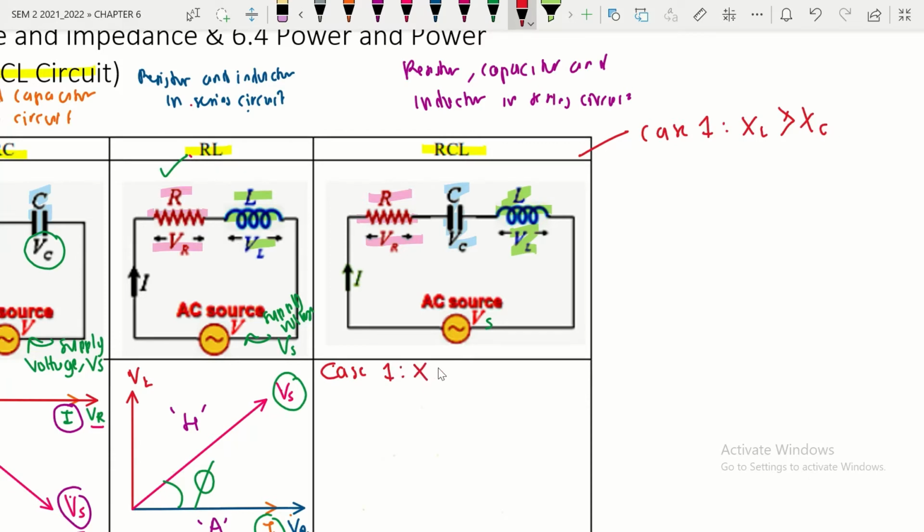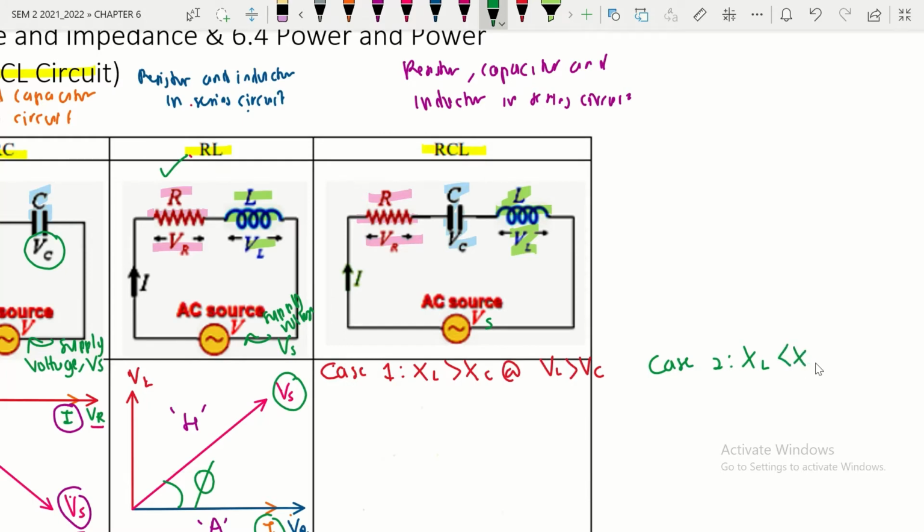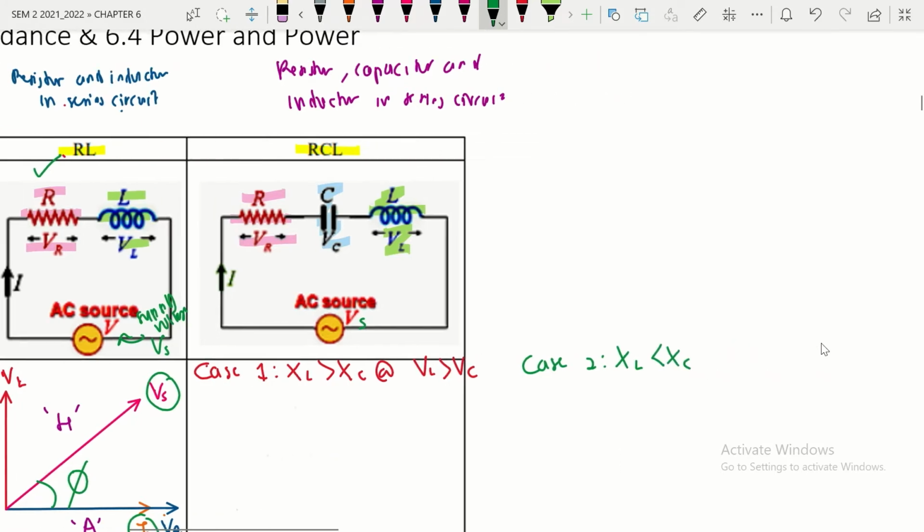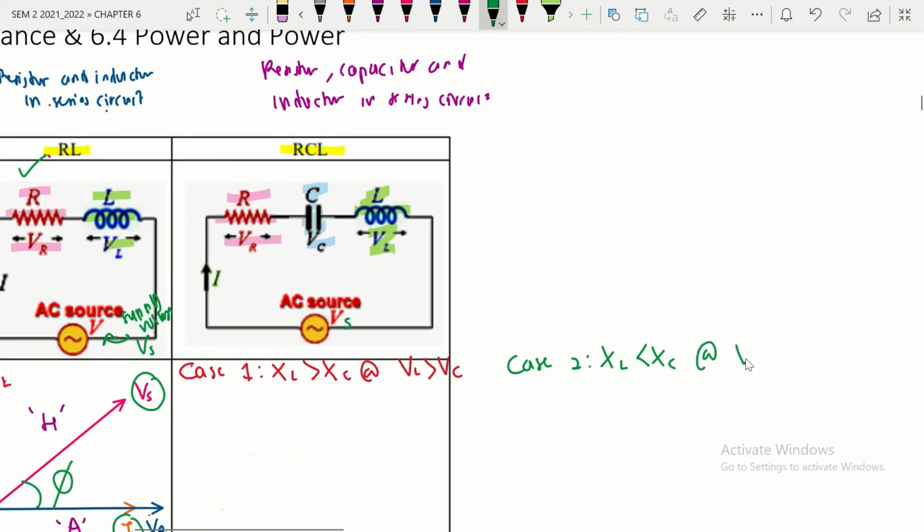Case 1 di mana inductive reactance is more than capacitive reactance, ataupun kita cakap voltage across the inductor is much more than voltage across the capacitor. Okay, dan another case adalah case yang kedua. So case kedua adalah bila you punya inductive reactance is less than your capacitive reactance, ataupun kita akan cakap you punya voltage across the inductor kurang daripada voltage across the capacitor.